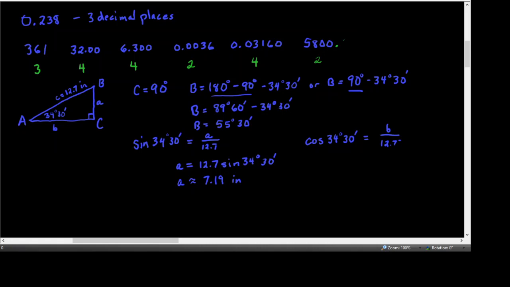Oops, a little stray mark there. Let me get rid of that, if I can. There we go. Then to solve for B, multiply both sides by 12.7. And there's the calculator ready form.